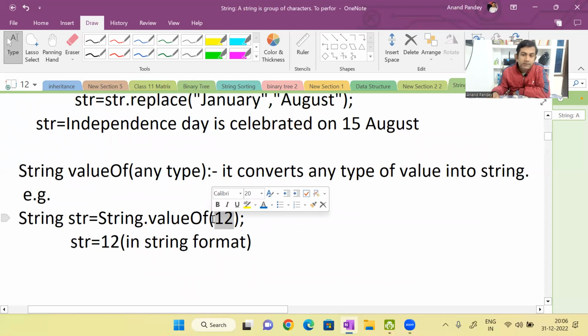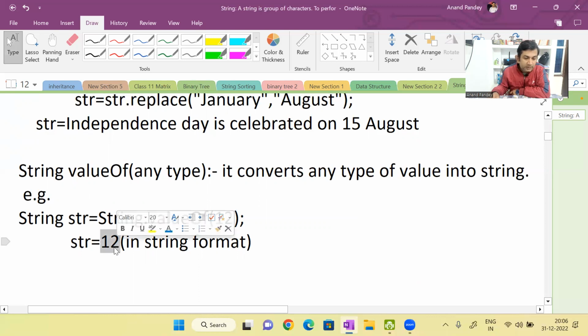Okay, here you can see this 12. 12 is of which type? Int type value. And here we are using this function valueOf. So what will this function do? This function will convert this 12, which is in int type, into string type. Means str will have 12 in string format.